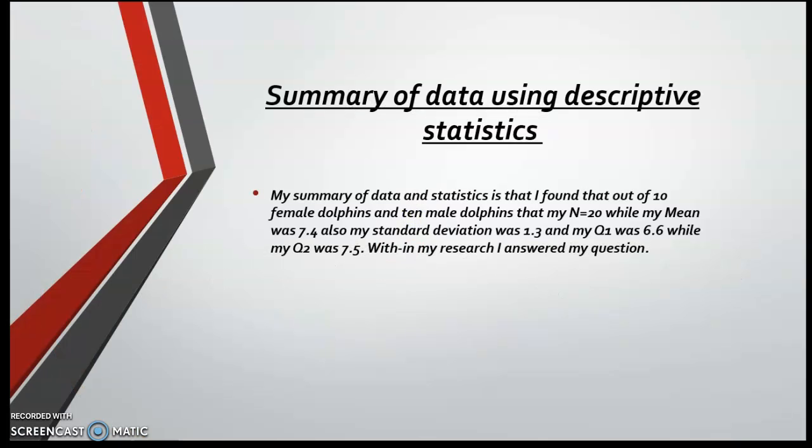Summary of data using descriptive statistics. My summary of data in statistics is that I found that out of 10 female dolphins and 10 male dolphins, my n equals 20, while my mean was 7.4. Also, my standard deviation was 1.3, and my Q1 was 6.6, while my Q2 was 7.5. Within my research, I answered my question.